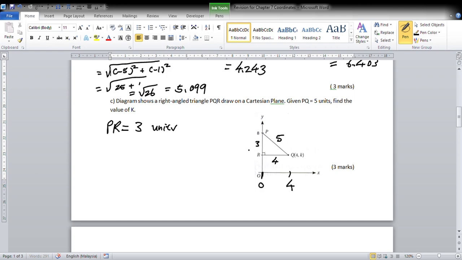Since this is 3 units, what is the coordinate of R? From 8, go down by 3 units. So the coordinate for R is 0, because it is on the y-axis, and the coordinate for y is 8 minus 3. So the final answer for the coordinate of R is 0, 5. That's all for question number 1. Please continue with question number 2 in the next video. Thank you.